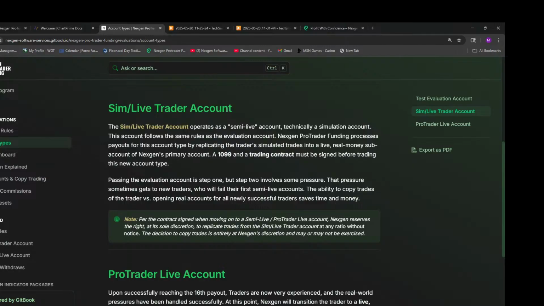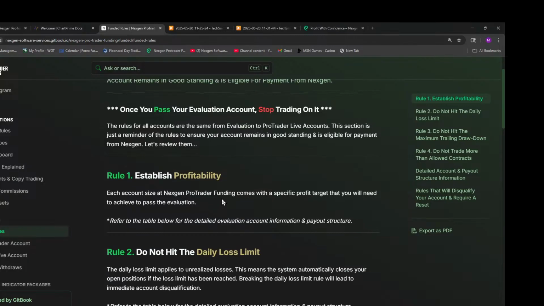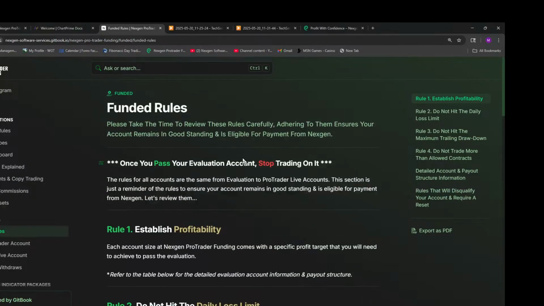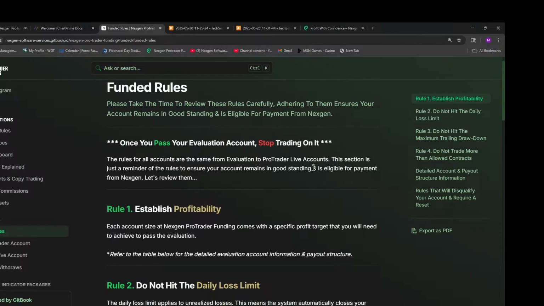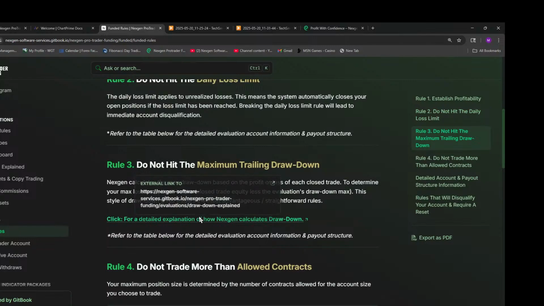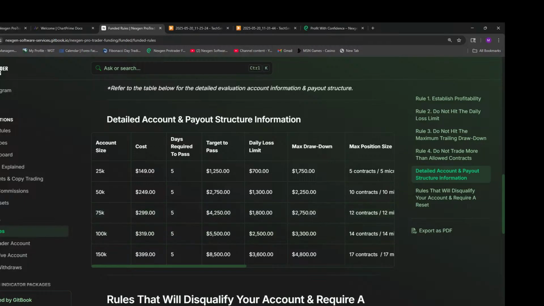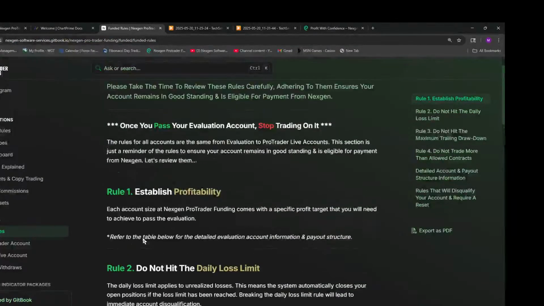And then, so profit targets aren't per day, Steve. That's your profit target for the account. You have to trade for 5 days. And then Jen, once you pass your evaluation, stop trading on it. Establish profitability. Don't hit the daily loss limit. Don't hit the daily drawdown. Don't trade more than allowed. I'm looking for your answer, Jen. I don't know about it off the top of my head. So I'm going to find your answer.